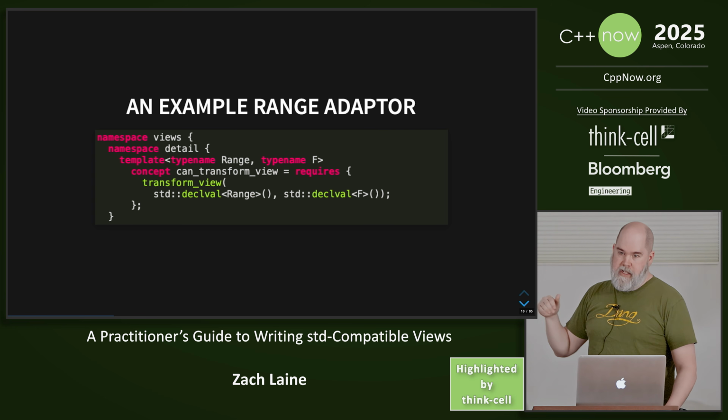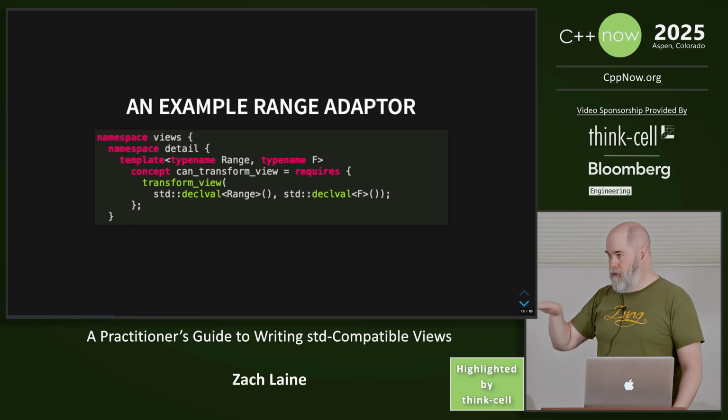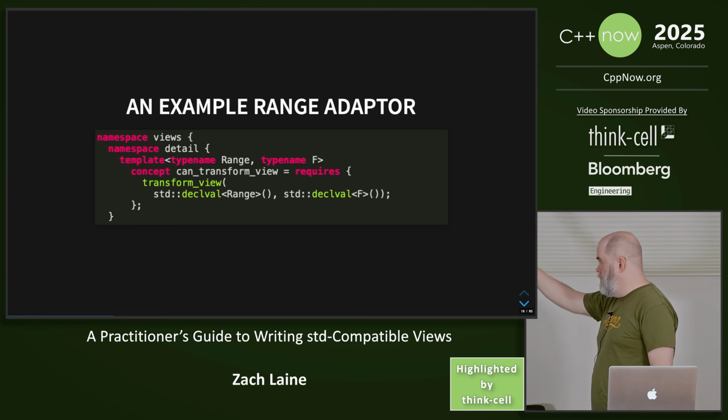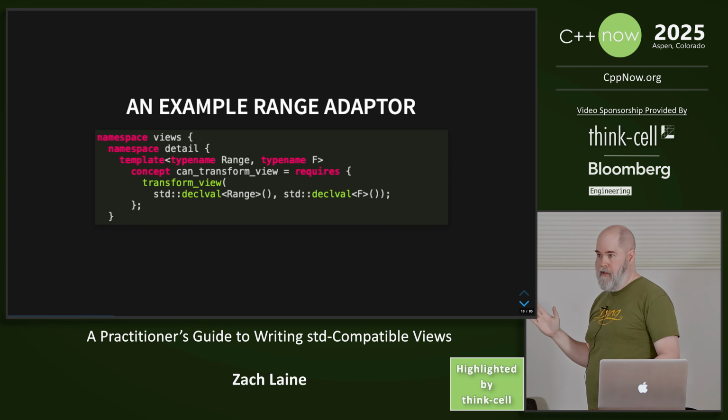So in GCC's implementation, for any view foo view, they have a can foo view concept like this. This is very simple, as you can see. It's a lot of words, but it's very simply just saying, can I construct a transform view from an object of type range and an object of type F? Okay, that's all it does.